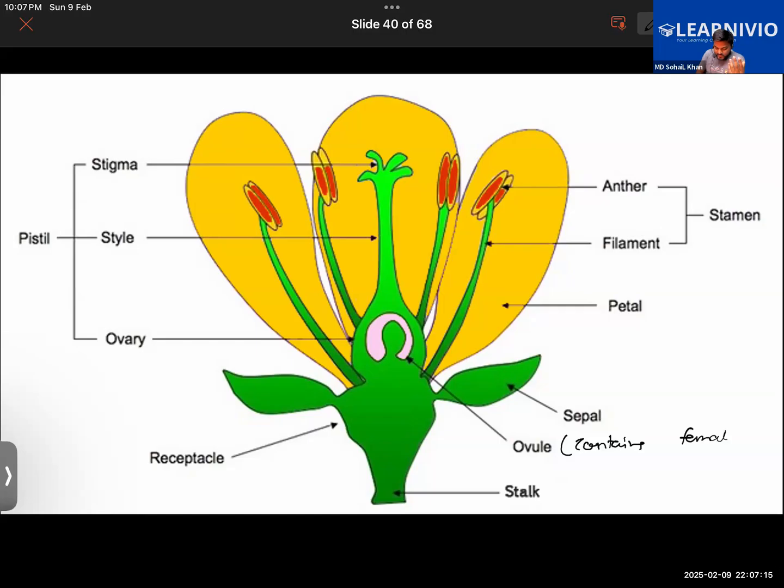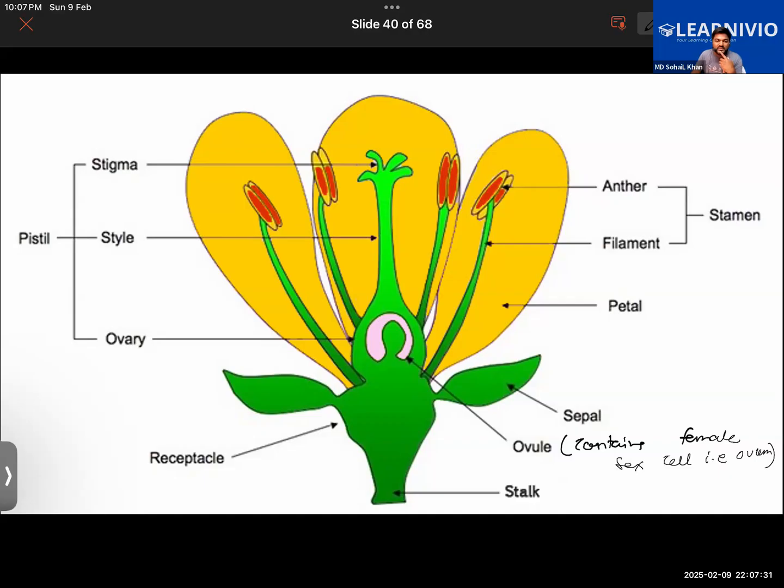Female gamete or female sex cell. That is basically ovum. So if question is asked, where is ovum present? So it is present inside the ovule. All right. The colorful parts, that is petals.